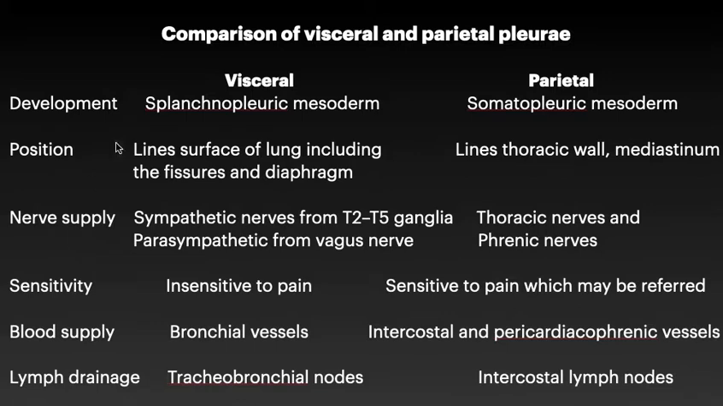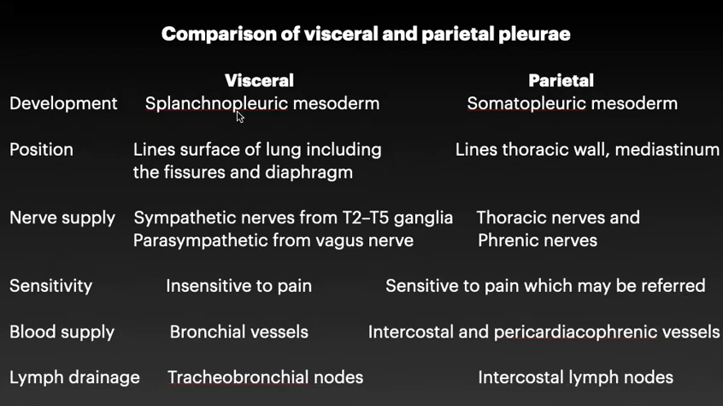Nerve supply. The visceral pleura receives sympathetic nerves from the T2 to T5 ganglia, and parasympathetic from the vagus. The parietal pleura is supplied by the thoracic nerves and the phrenic nerves. The visceral pleura is insensitive to pain, whereas the parietal pleura is sensitive to pain, which may be referred.